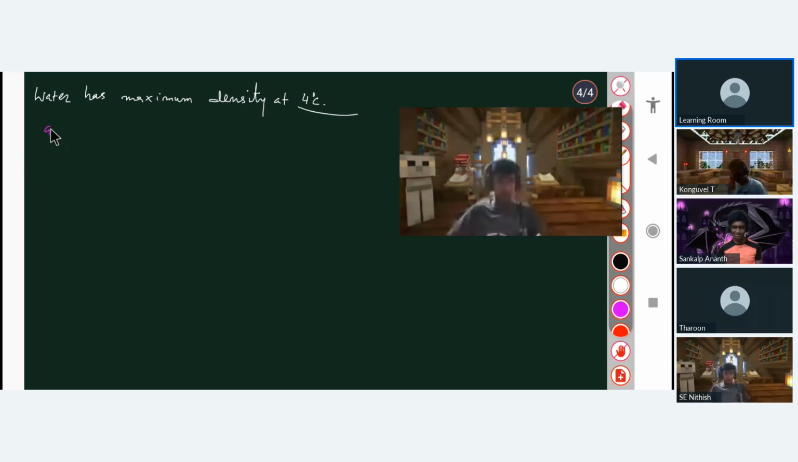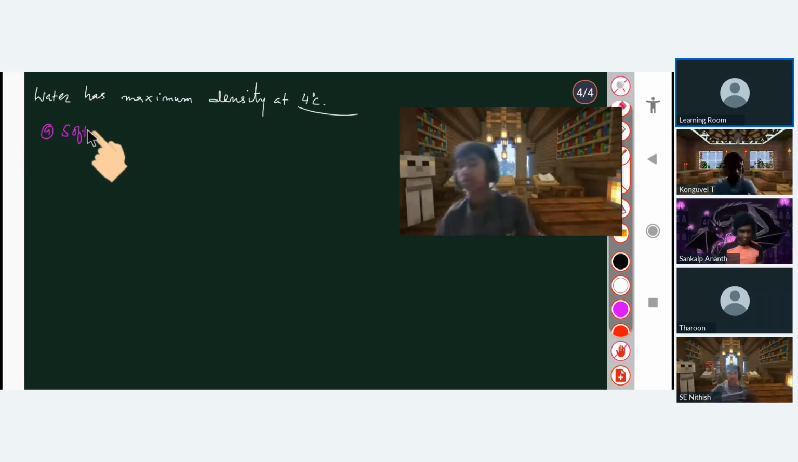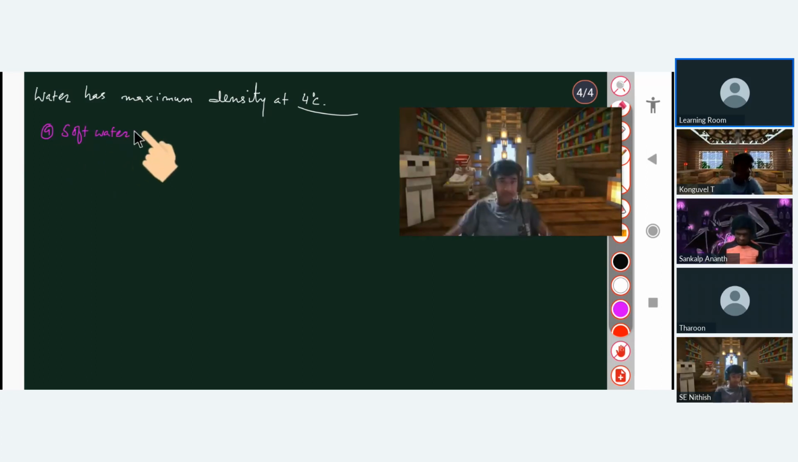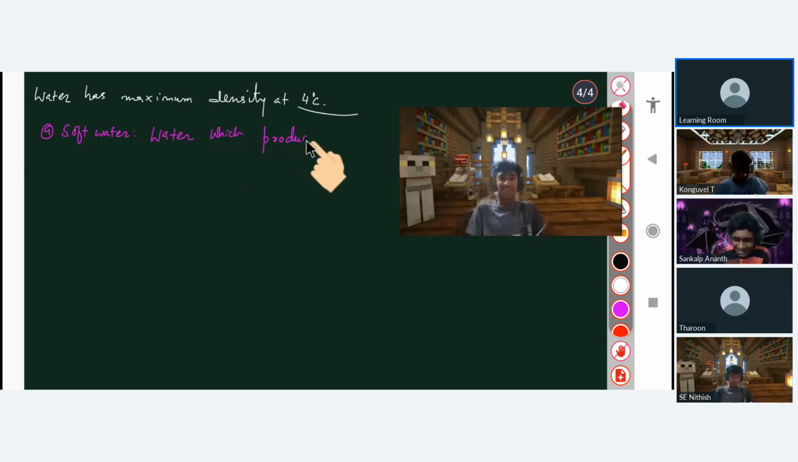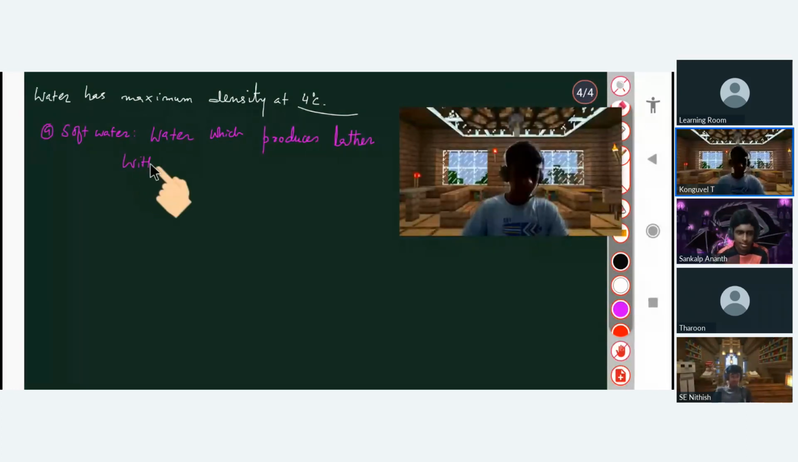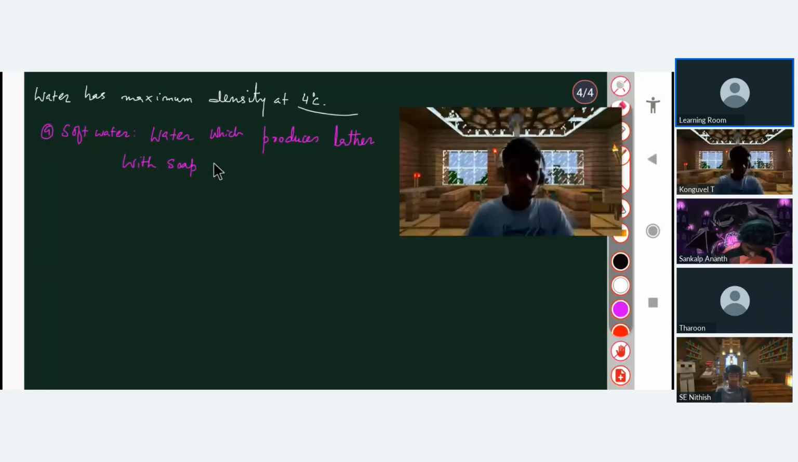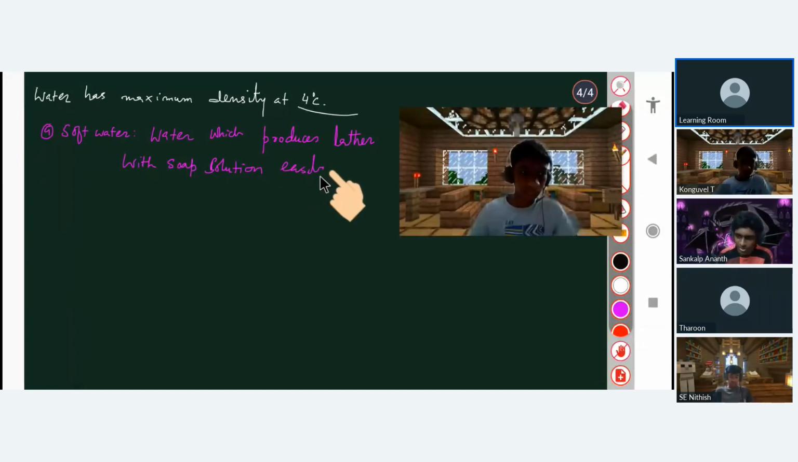So water can be soft, it can also be hard. Let's first discuss what is soft water. Can you tell me what is soft water? It is the water which produces lather, the bubbles, when in contact with soap solution. Soft water is that water which will produce lather with soap solution readily, that means easily. That is known as soft water.